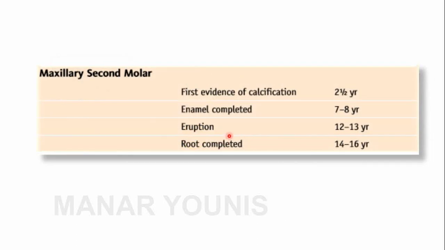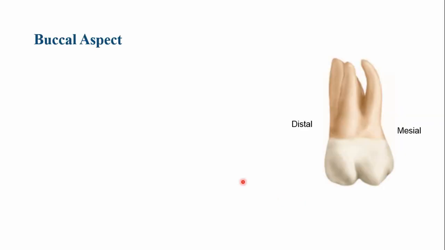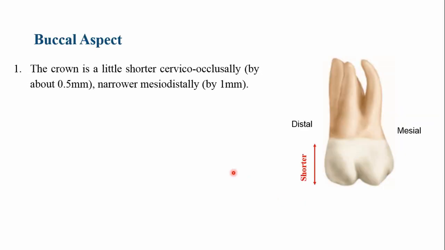Chronology for the maxillary second molar. First evidence of calcification is at the age of 2.5 years or 30 months. Eruption is between 12 to 13 years. Therefore, second molars are called the 12 years molars. From the buccal aspect, the crown is a little shorter cervico-occlusally and narrower mesiodistally.